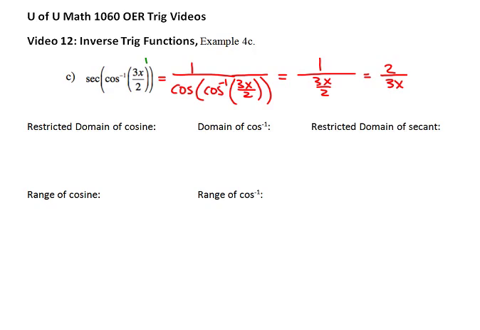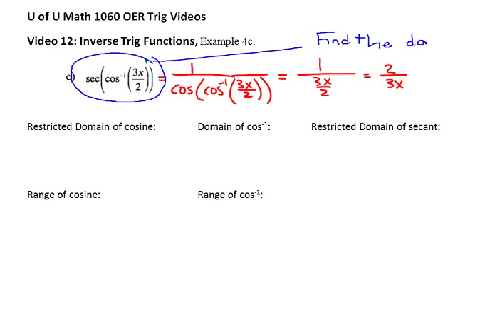Okay. What you see in front of you is an example from the U of U video. It's example 4C from video 12. In it, the point was to compute the secant of cosine inverse of the expression 3x over 2. The work is shown here and the answer is here. Now what if, in addition to being asked to compute it, you were asked to find the domain of this expression?